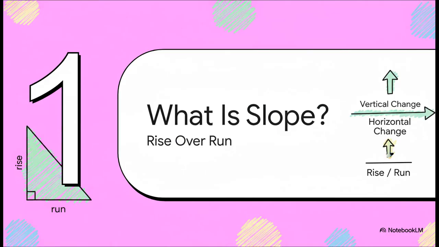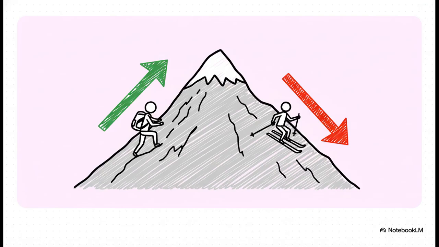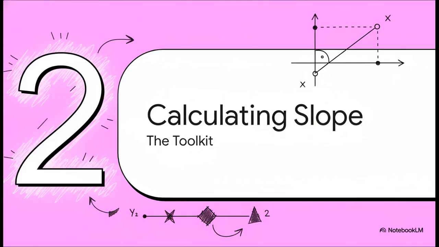Okay, let's kick things off with the phrase you're going to hear a lot, rise over run. Seriously, this little phrase is the key to pretty much everything else. It just means you take the vertical change, the rise, and divide it by the horizontal change, the run. Slope also tells us which way we're headed. So if you're looking at a graph from left to right and the line is going uphill, like you're climbing a mountain, that's a positive slope. If it's going downhill, like you're skiing, you guessed it, that's a negative slope. It's really that simple.